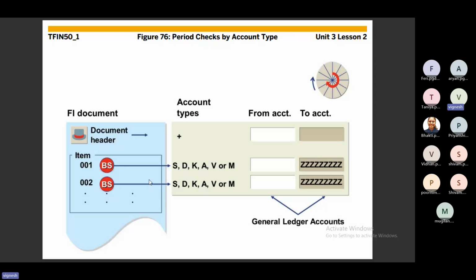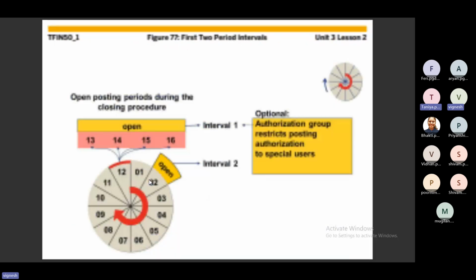To account is ZZZ. Why we leave it blank, and to account ZZZ, is because it will be applicable for all the GL accounts, all the customer accounts, all the vendor accounts, all the asset accounts, and all the materials. If you give any numbers, it will be applicable for those particular numbers only. That way also we can control it. So this is called the general ledger accounts.